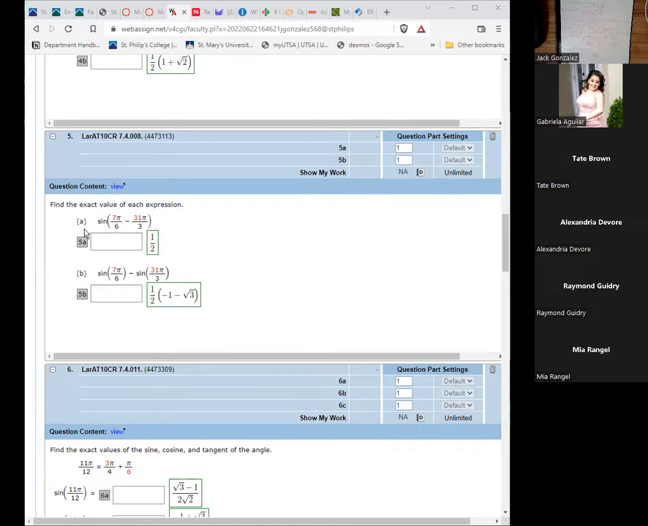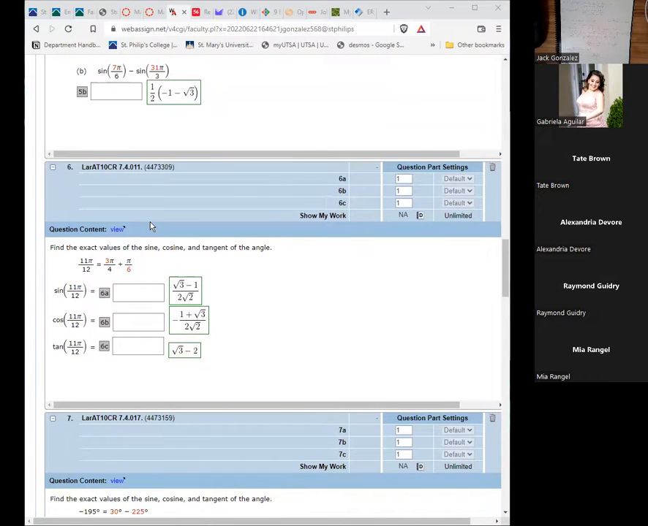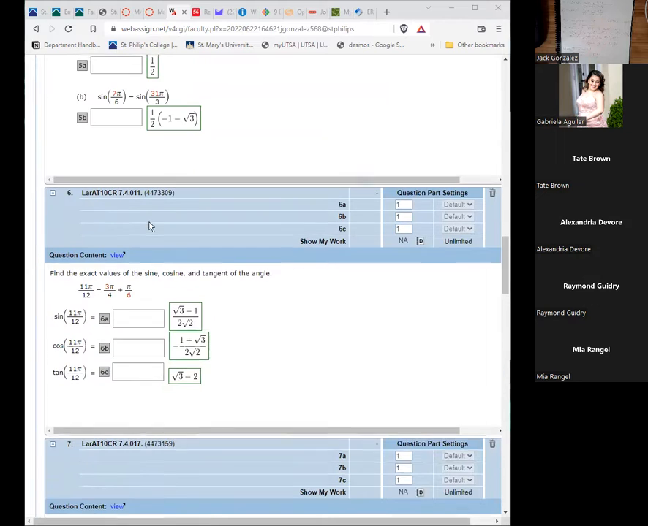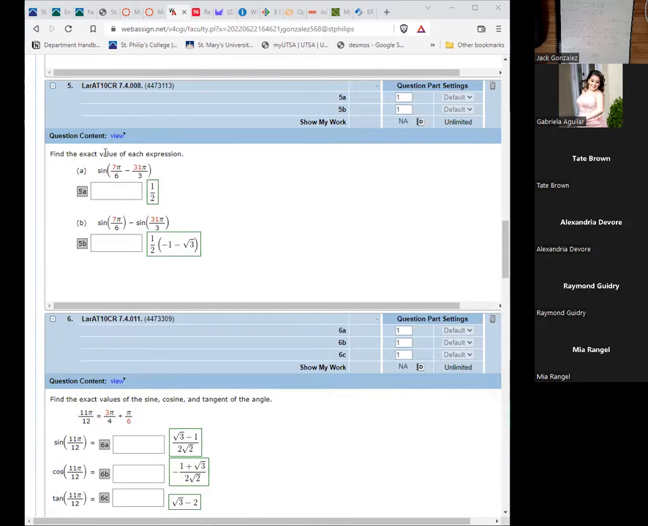Number 5 is the same nonsense. They just have a weird pi thing right here. But this is on the circle. This you may have to reduce. Let's see here. Number 6. 11 pi 12s. This might be worth it. Do you have any questions on 5A?